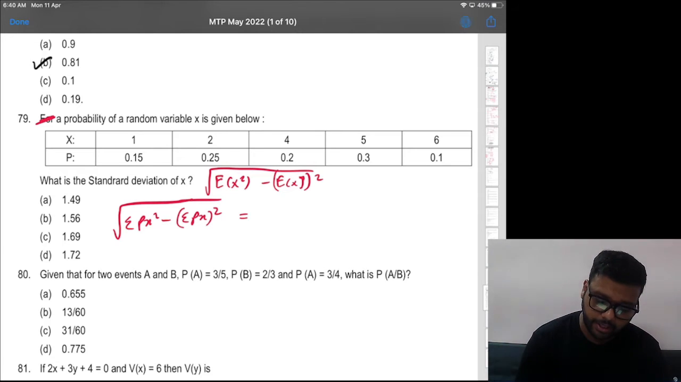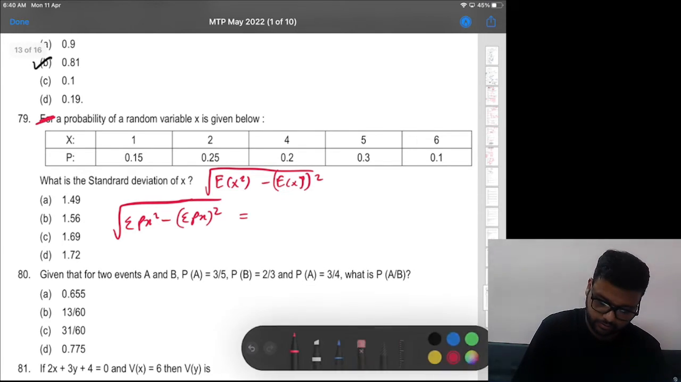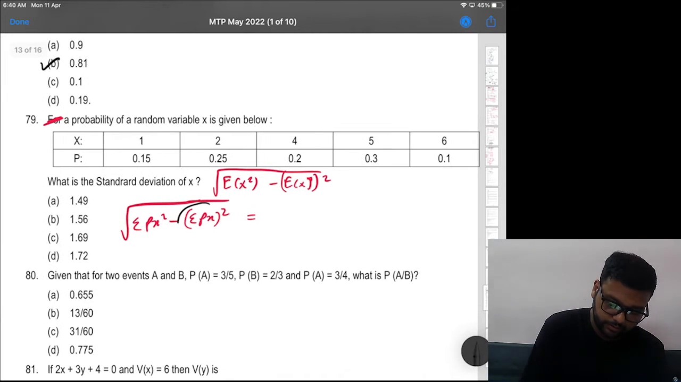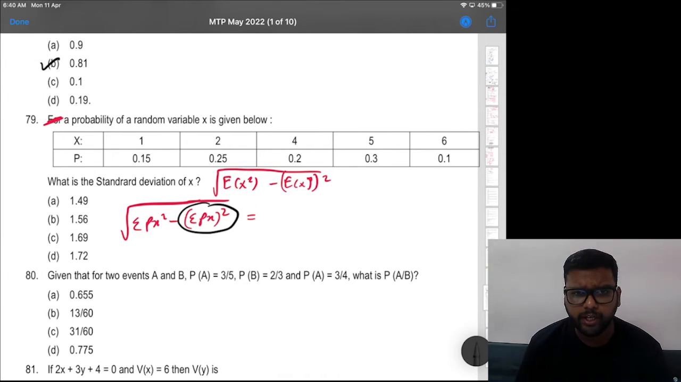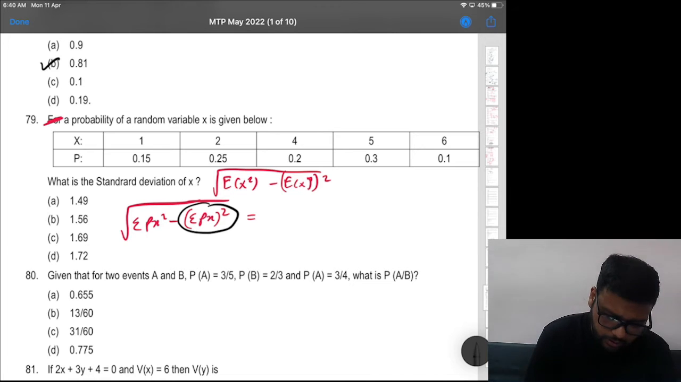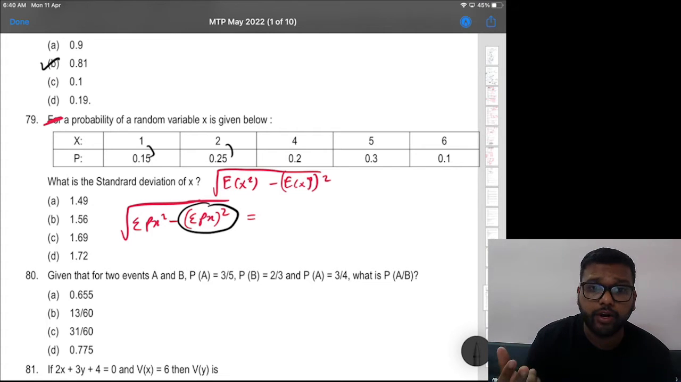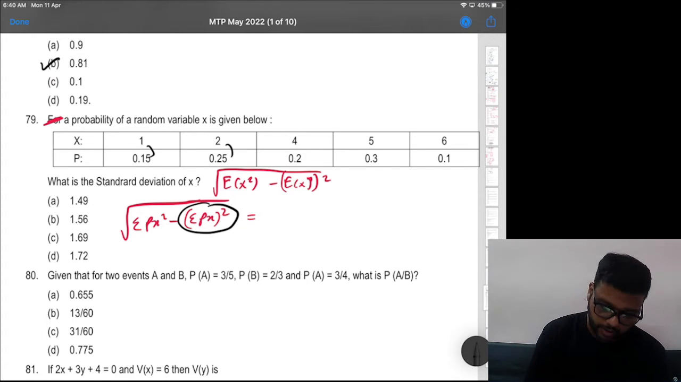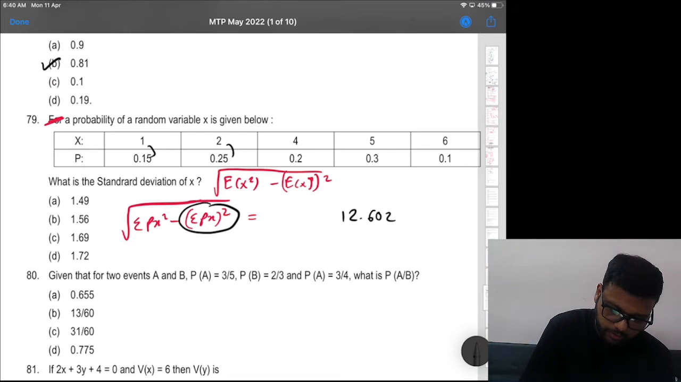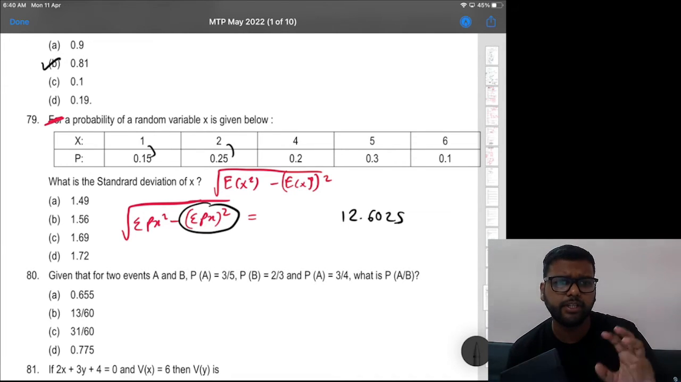First let's do the second part, summation px bracket square. So how do we do that? P into x, p into x, p into x, and then bracket square. So 1 into 0.15, 2 into 0.25 and so on. So 1 into 0.15 M plus 2 into 0.25 M plus 4 into 0.2 M plus 5 into 0.3 M plus 6 into 0.1 M plus. If we press MRC, we get 3.55. Square of that is what? 12.6025.